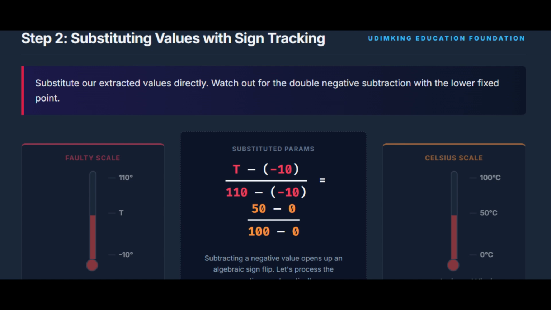Step 3, simplify our signs and compute our absolute intervals. On the left side, our numerator and denominator contain double negatives. Remember, a minus multiplied by a minus flips into a positive. Therefore, T minus -10 transforms beautifully into T plus 10. Down in the denominator, 110 minus -10 becomes 110 plus 10.